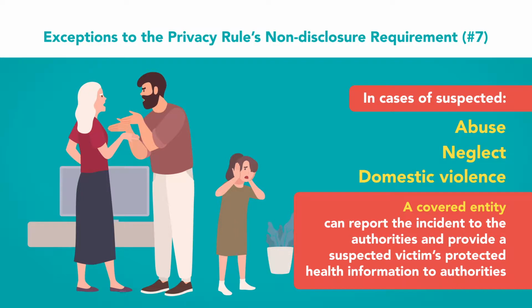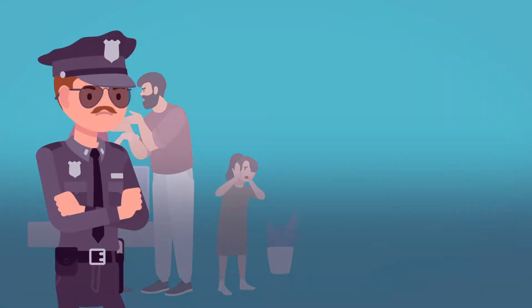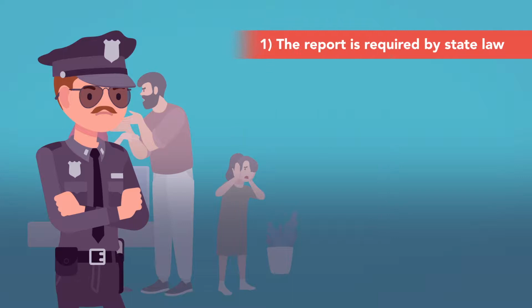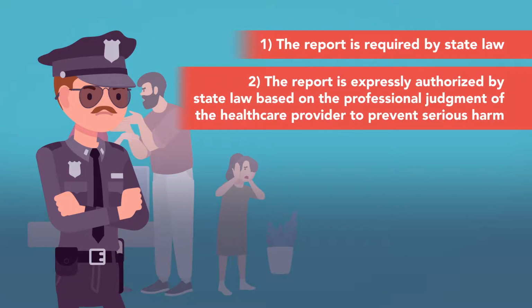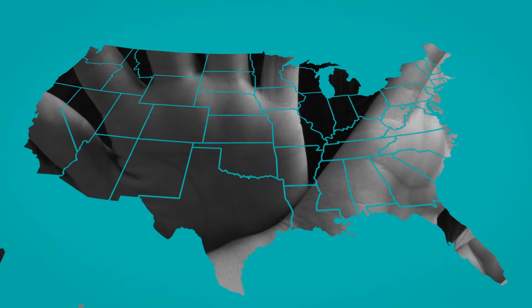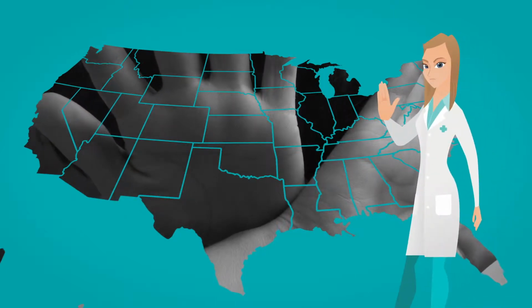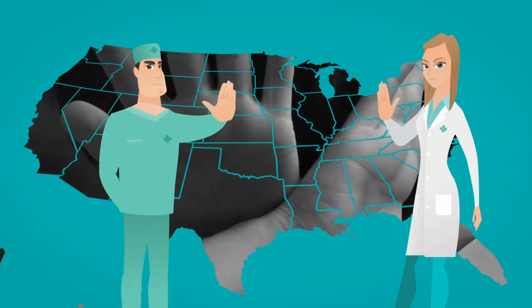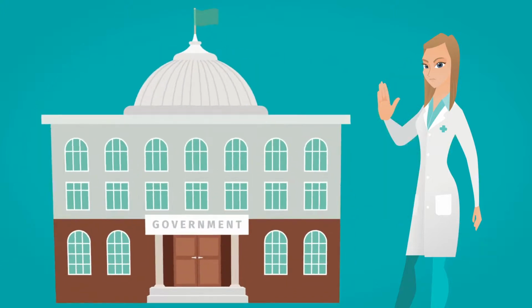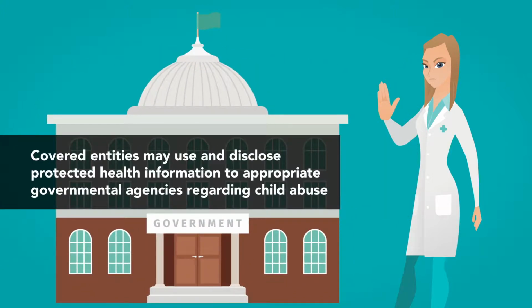Abuse, neglect, or domestic violence involving adults may be reported to law enforcement if: 1. The report is required by state law, or 2. The report is expressly authorized by state law based on the professional judgment of the healthcare provider to prevent serious harm. Many states have already enacted laws permitting covered entities and individuals, such as physicians and nurses, to report suspected child abuse. Additionally, covered entities may use and disclose protected health information to appropriate governmental agencies regarding such victims.